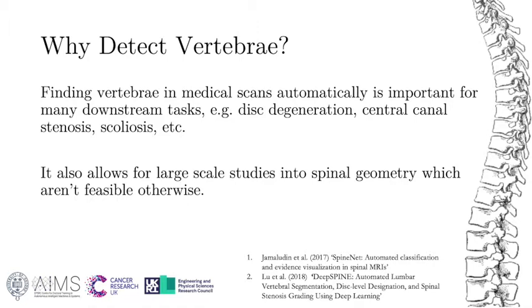Secondly, vertebral detection allows us to perform large-scale studies into the variation of the vertebral column across a large population, which wouldn't be possible if we had to manually annotate every single scan. Finally, by detecting vertebrae, we can also detect other spinal regions of interest, such as the spinal column or ribs. These detections in turn can then be used for downstream tasks.